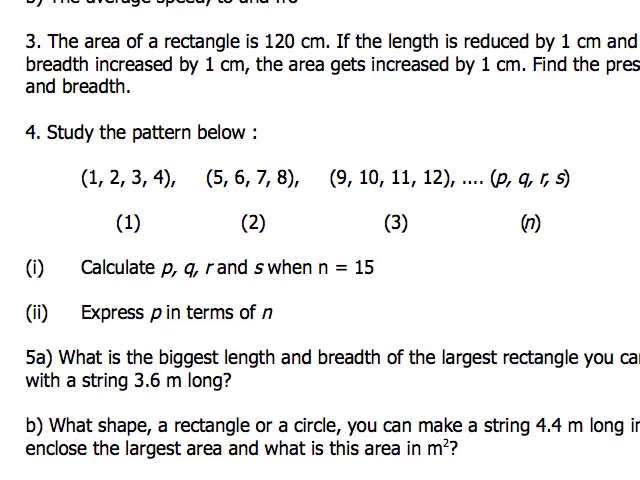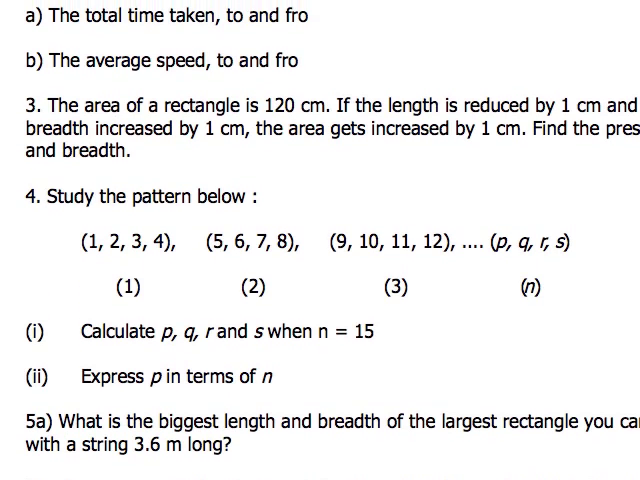The question says this. The area of a rectangle is 120 cm. If the length is reduced by 1 cm and the breadth increased by 1 cm, the area gets increased by 1 cm. Find the present length and present breadth. Okay, so let's take a look at this.